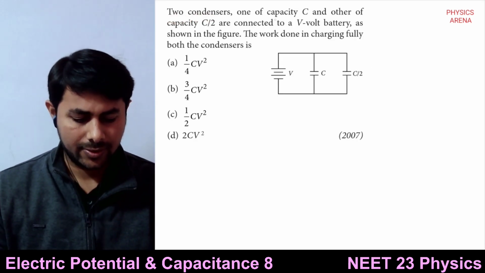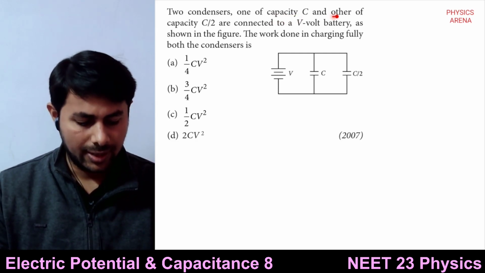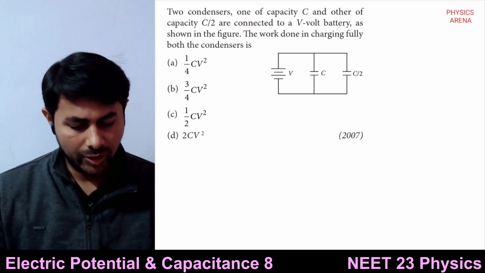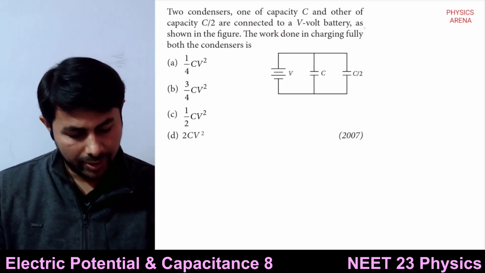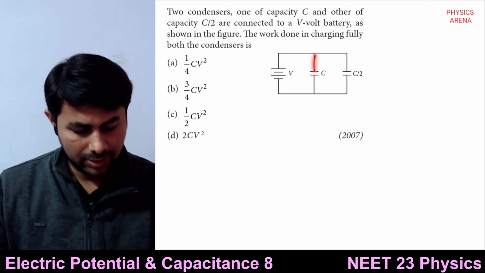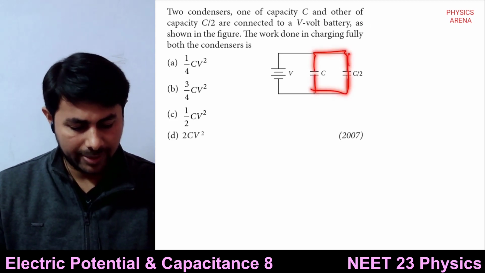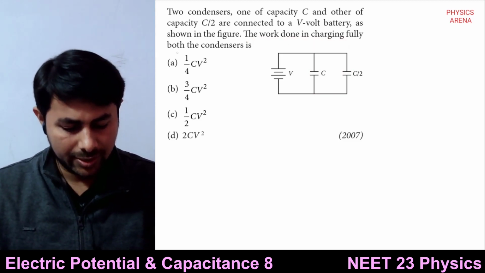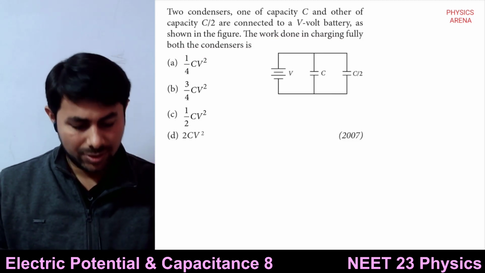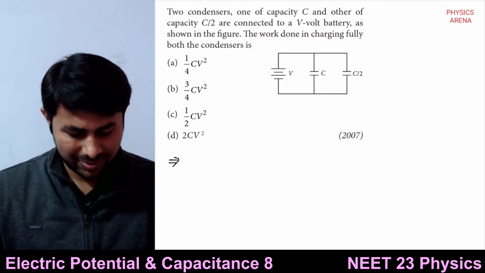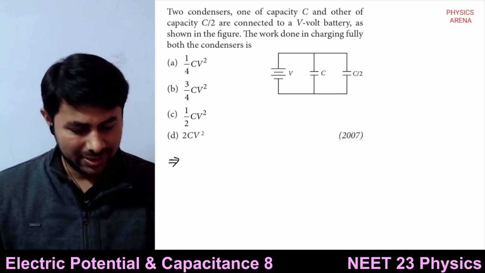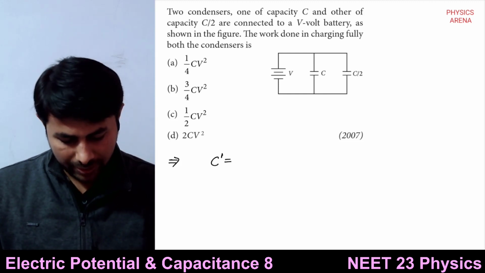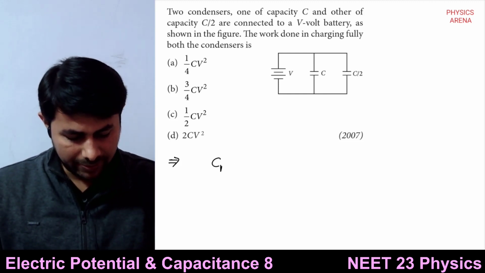Two condensers, one of capacity C and the other of capacity C by 2, are connected to a V volt battery, as shown in the figure. So these are two capacitors, C and C by 2, connected in parallel and connected to the battery. The work done in charging fully both condensers is? So this is very simple. Just find out the equivalent capacitance. They are connected in parallel.